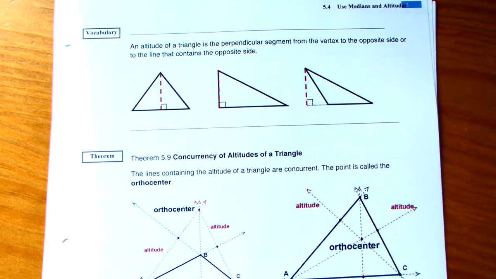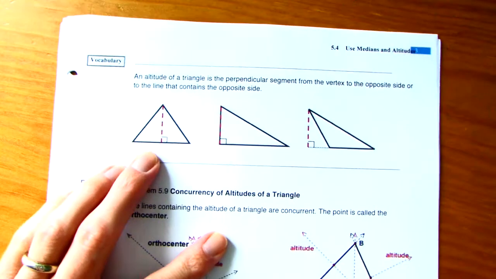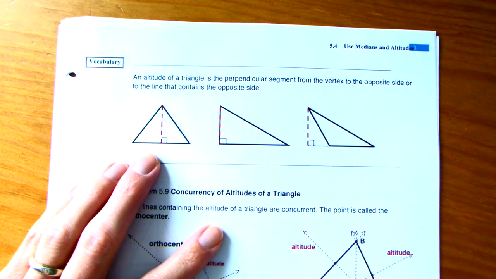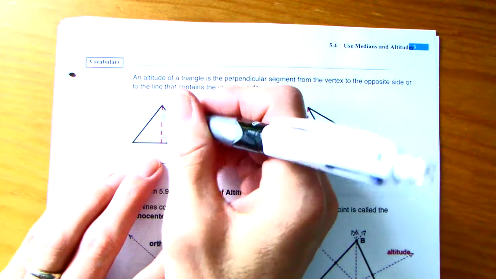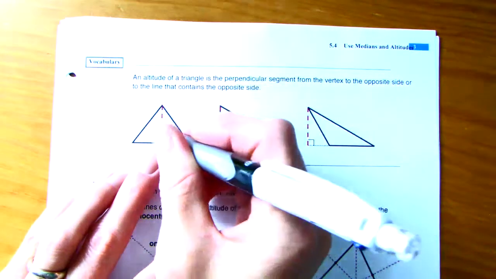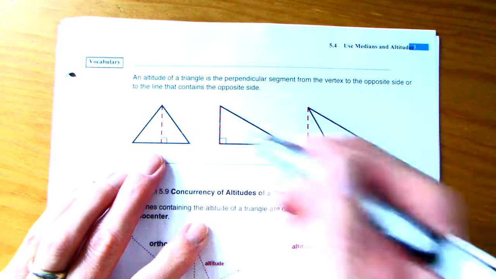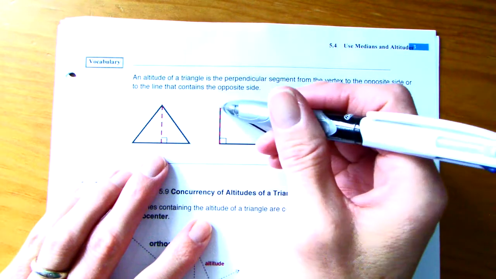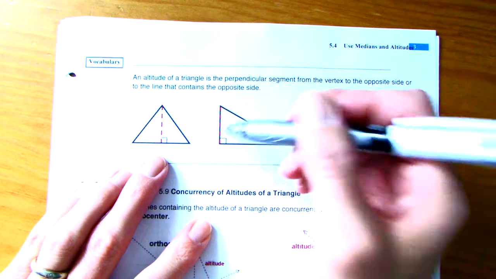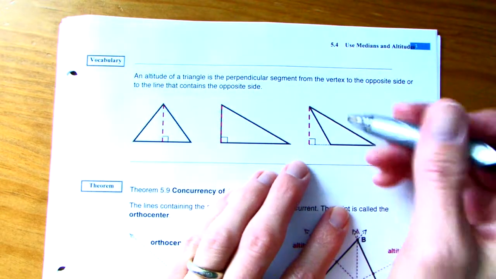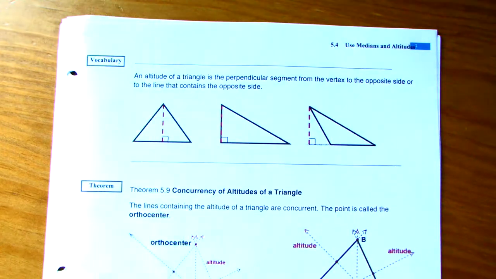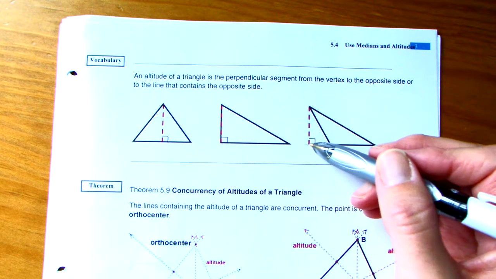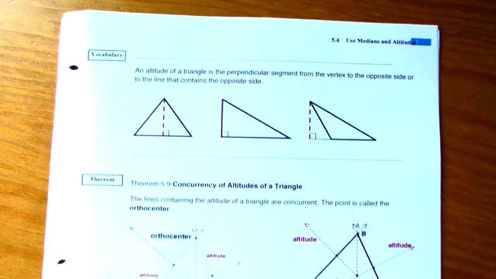Alrighty. Here we go. Vocabulary. The altitude of a triangle is the perpendicular segment from the vertex to the opposite side that contains the opposite side. So here the altitude makes a perpendicular line, but it goes from the vertex to the opposite side. If you have a right triangle, it's going to be on the leg of that right triangle. If you have an obtuse triangle, notice how you have to extend this side and your altitude is going to come outside. So you could get a bunch of altitudes outside your triangle.